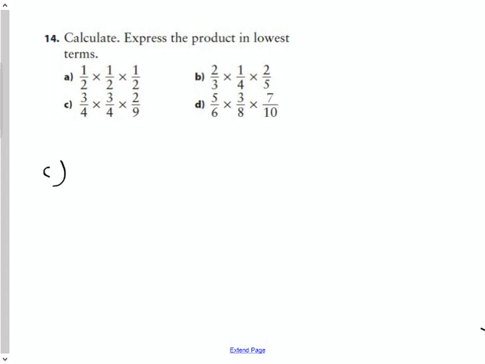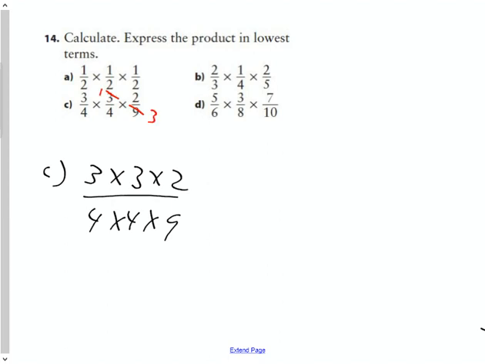So if I do C, it's 3 times 3 times 2 over 4 times 4 times 9. What could I look for to make this easier? What could I look for to reduce it before I actually do the multiplication? Does anyone recall that? I can cross reduce. Let's see if it works. If I was to cross reduce the 3 and the 9, what would that become? 1 over 3. What about this 2 with this 4? What would that reduce down to? 1 over 2. Let's just keep that there for the time being. We'll come back to it in a second.